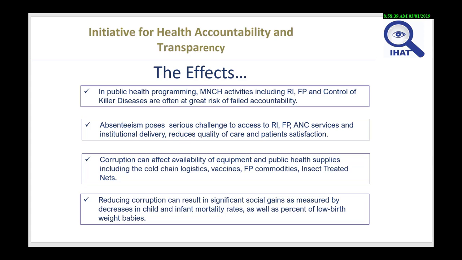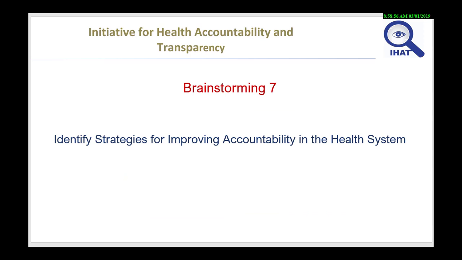Reducing corruption can result in significant social gains as measured by decrease in child and infant mortality rates, as well as percentage of low birth weight babies. It is important that we mitigate the effect of failed accountability. To do this, we need to identify strategies for improving accountability in the health system. You can take some seconds and just put 1 or 2 points down on what you think should be the strategies for improving accountability in the health system.